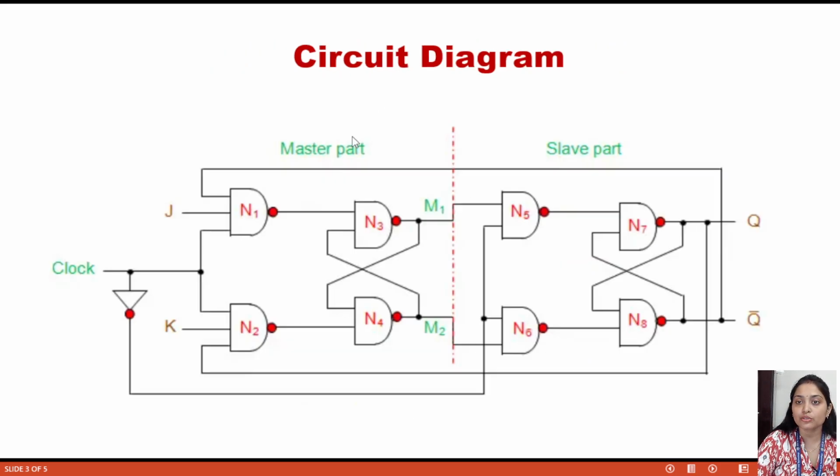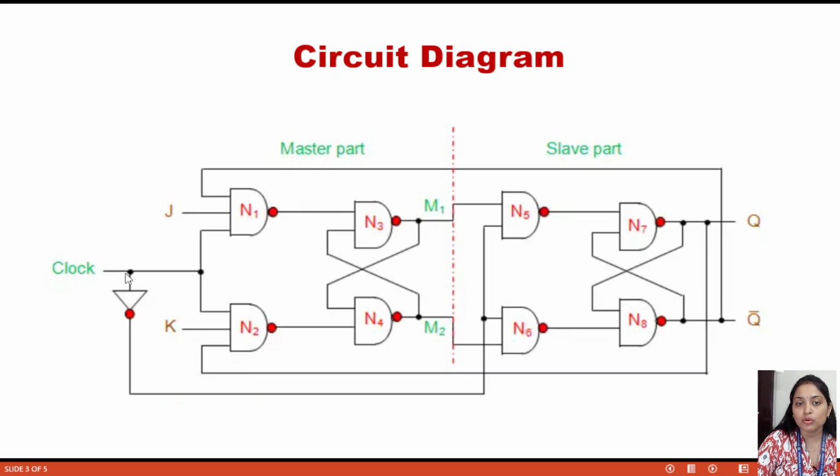So this is the main circuit diagram of the master slave flip-flop. Here we use 8 NAND gates. You can see this part is NAND gate number 1, 2, 3, 4, which are part of the master, and 5, 6, 7, 8 are the NAND gates which are part of the slave. So when the master flip-flop works, then the slave flip-flop will not work. It works as a memory.